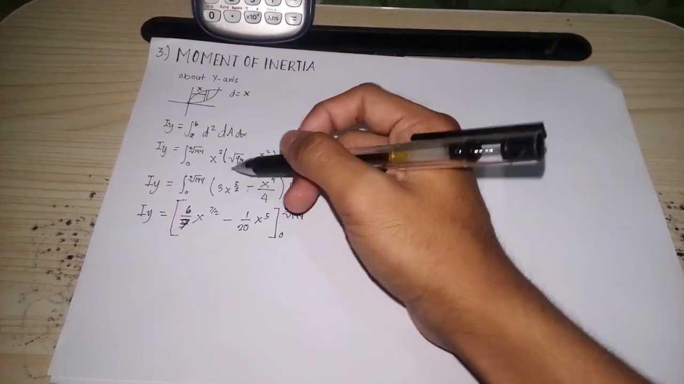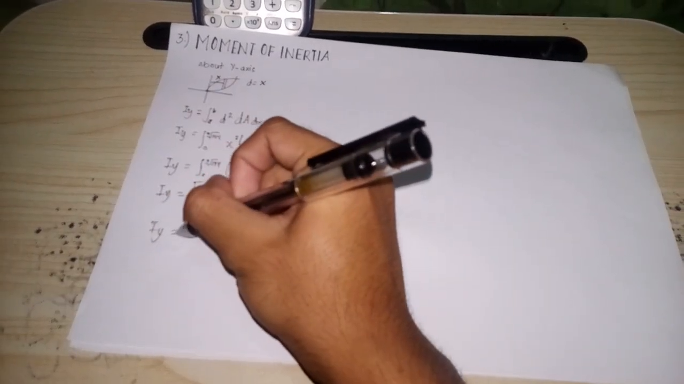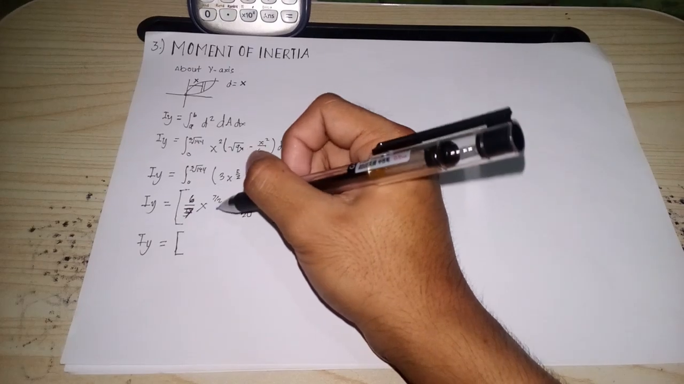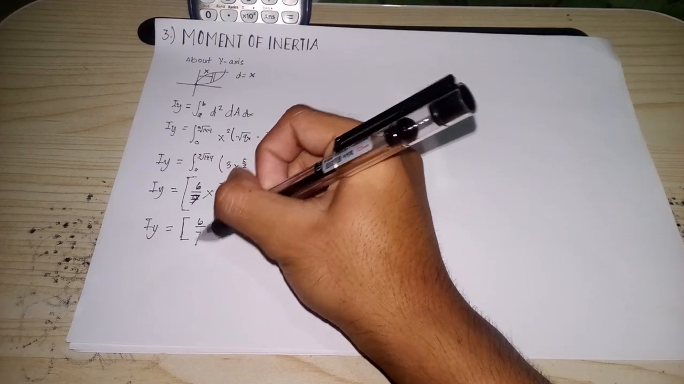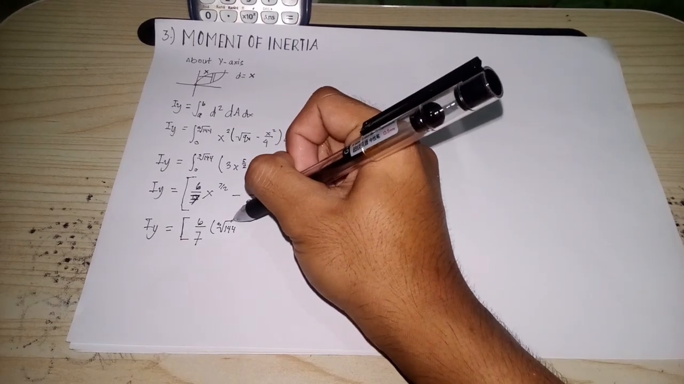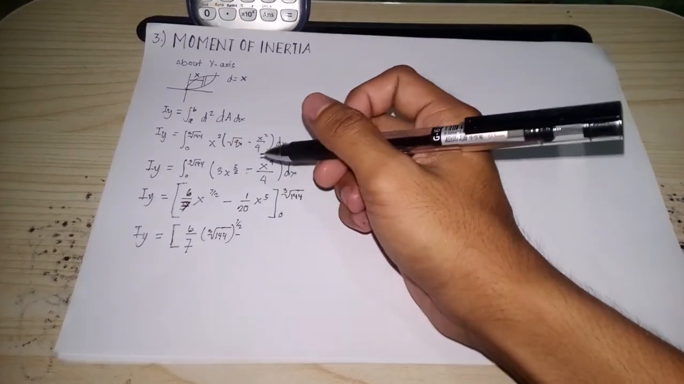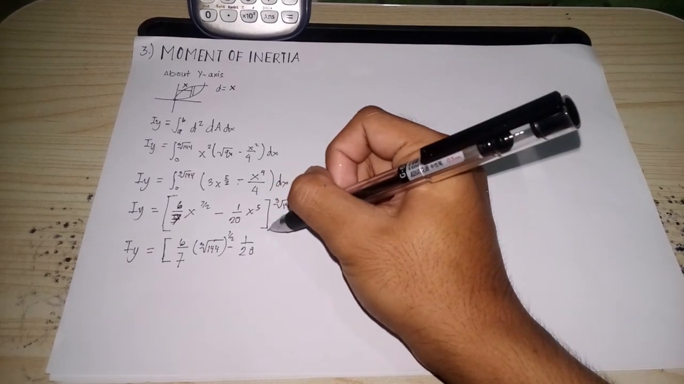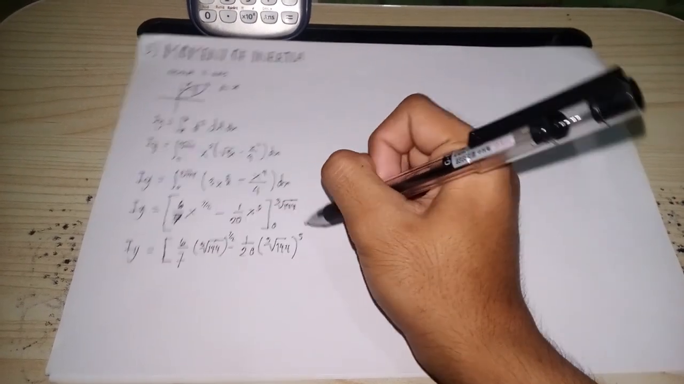Now we have this, so let's just substitute. This will become 6 over 7 times 0 to 144, then raised to 7/2, then 1 over 20 cube root of 144, then raised to 5.